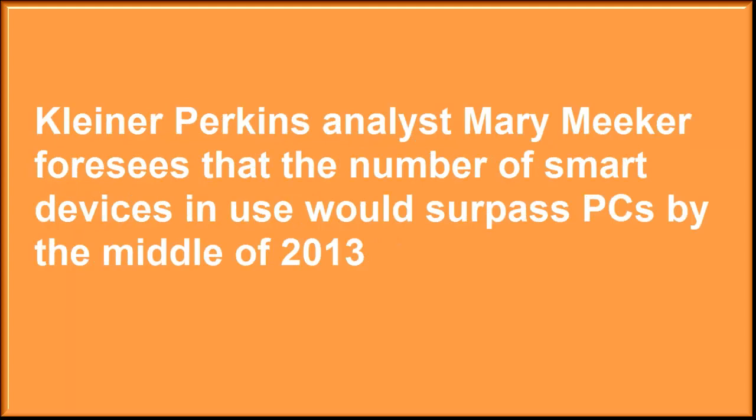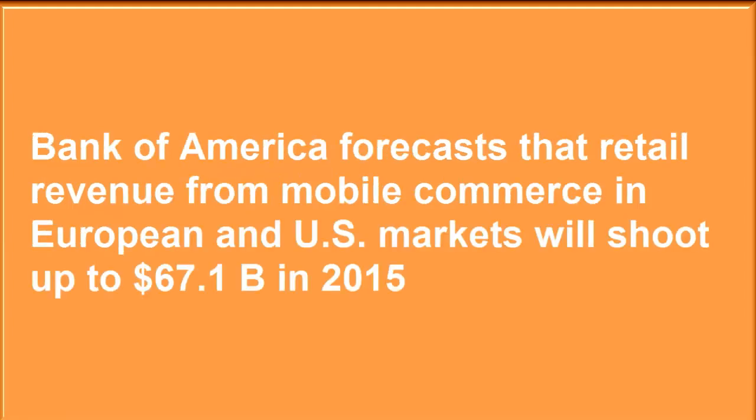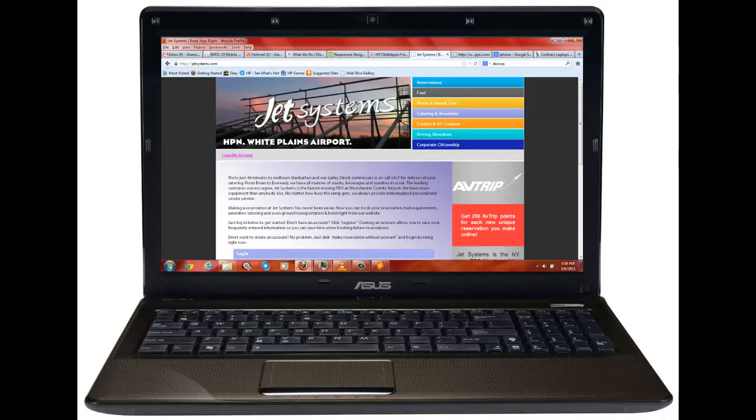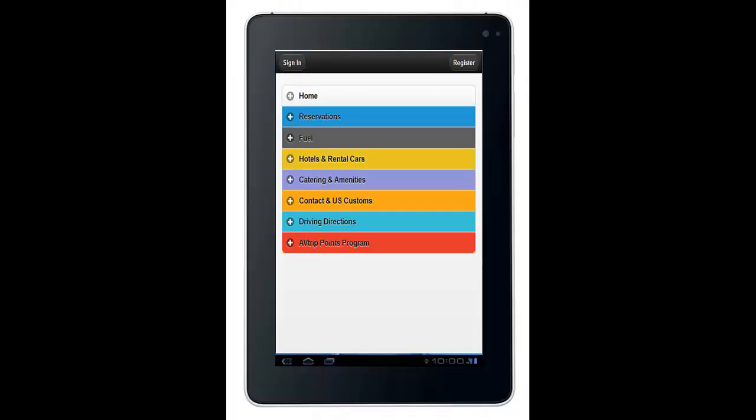Kleiner Perkins analyst Mary Meeker foresees that the number of smart devices in use would usurp PCs by the middle of 2013. Gartner predicts that smart devices sales will rise to 1.2 billion in 2013. Bank of America forecasts that retail revenue from mobile commerce in European and US markets will shoot up to 67.1 billion in 2015. Responsive design enables businesses to reach customers utilizing diverse devices to increase their market share.